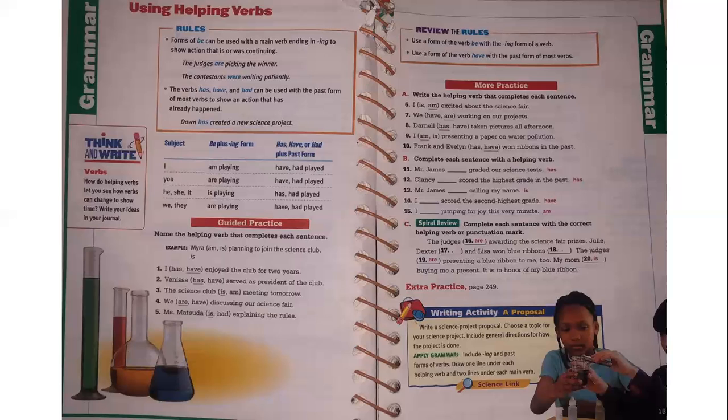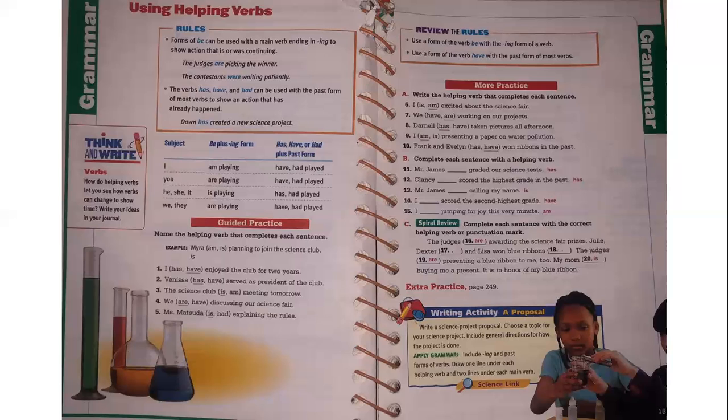Complete each sentence with a helping verb. Mr. James graded our science tests. Mr. James has graded our science tests, or had. Mr. James had graded our science tests, but we know that it must be either has or had because graded is the past form of the verb. Number 12, Clancy scored the highest grade in the past. Clancy has scored the highest grade in the past.